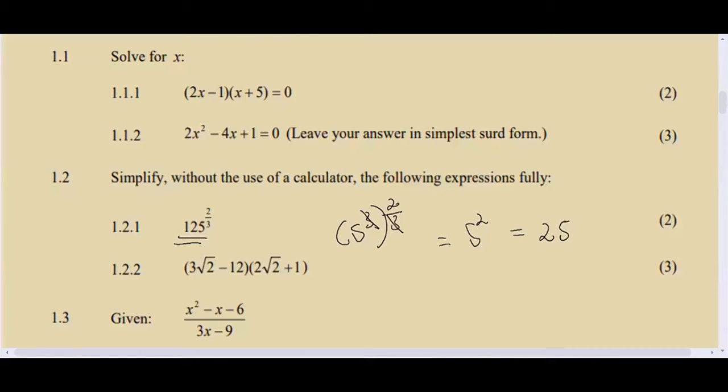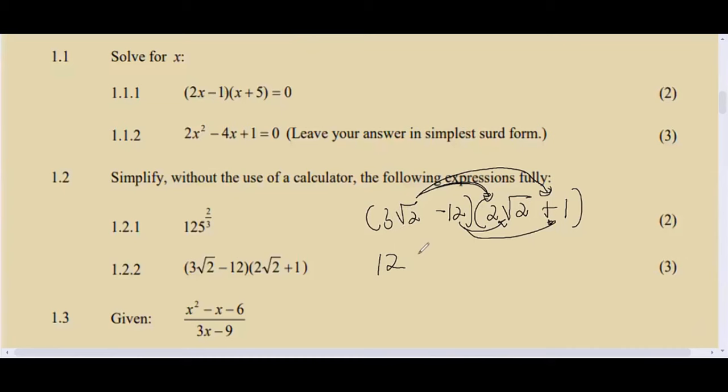And then if we take this multiplied by that, it will remain as positive 3 root 2. Then if you are saying negative 12 multiplied by this, that's minus 24 root 2. And then negative 12 multiplied by positive 1, that's minus 12. So the 12 and the minus 12 will obviously cancel out like that.